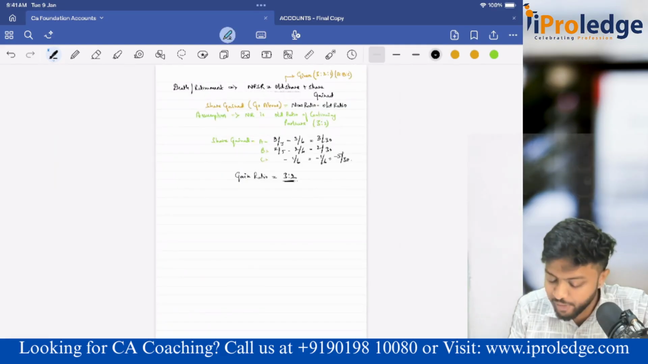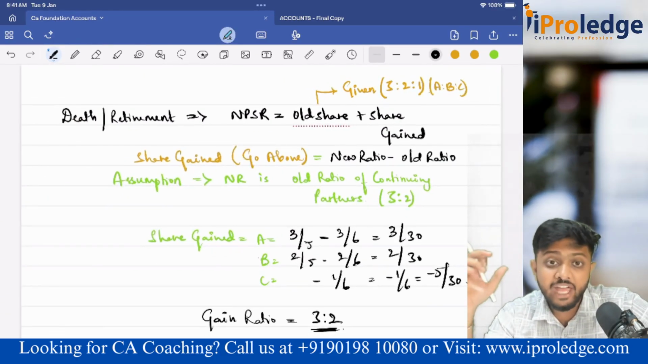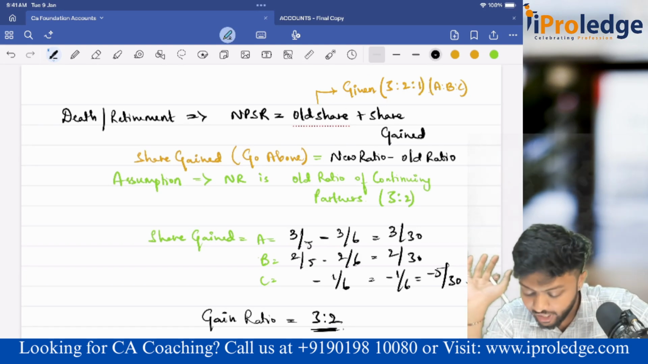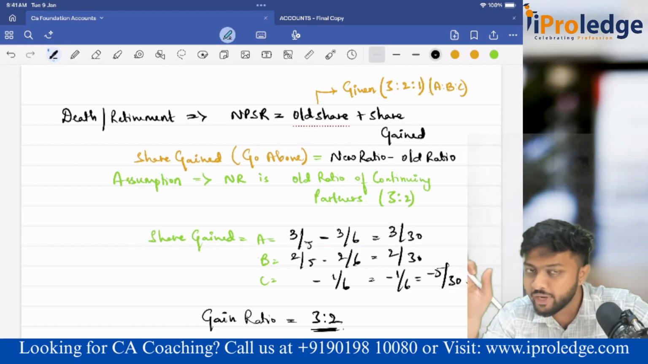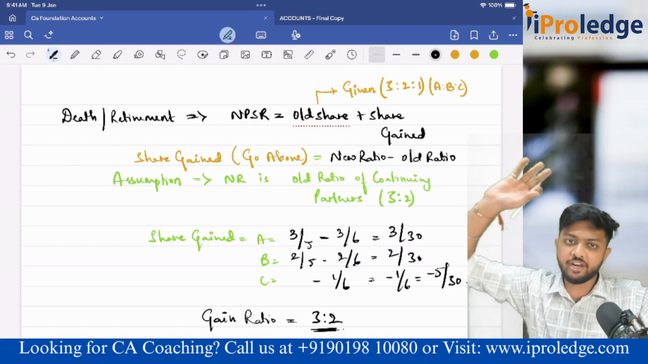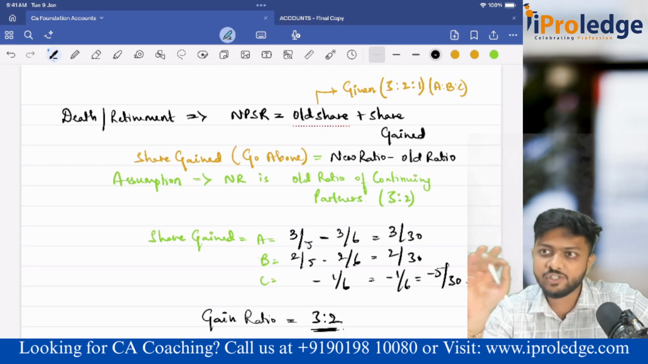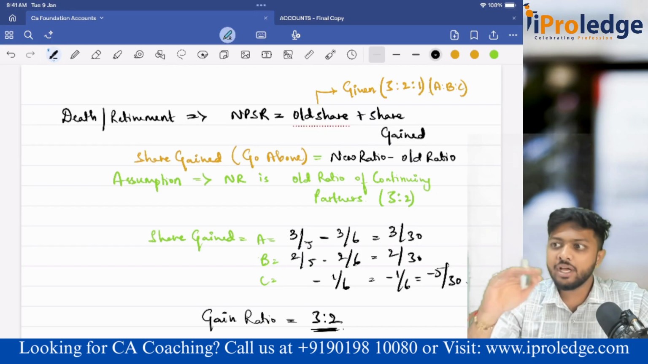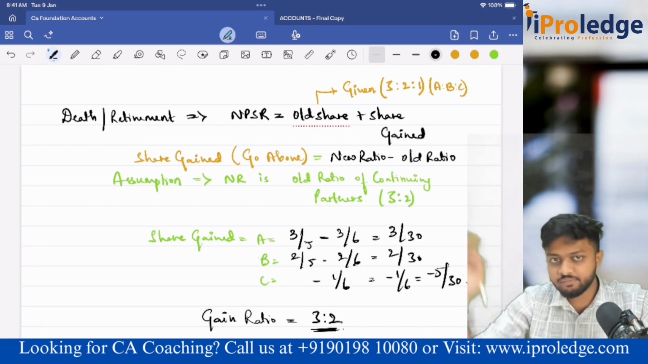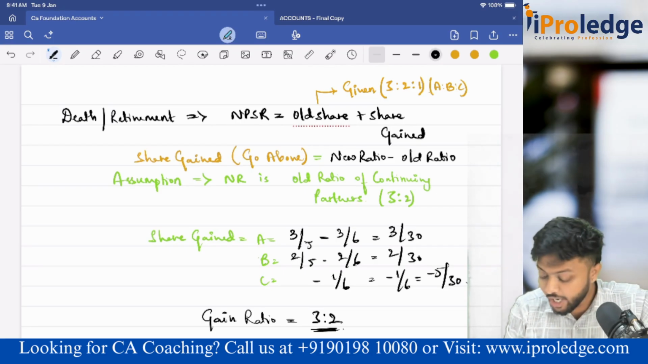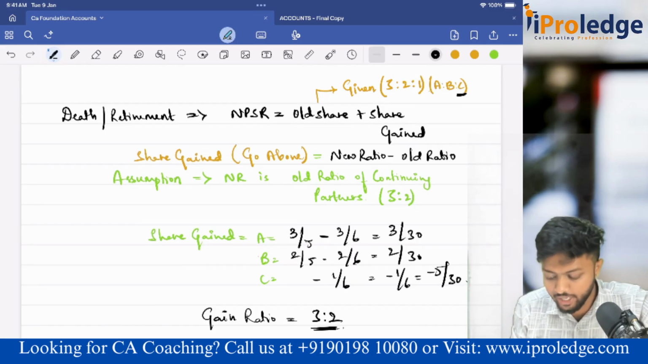Now coming to the next part. How to find out the new profit sharing ratio in the case of death or retirement. Okay. Now guys, the formula for the new profit sharing ratio in case of death or retirement is based on the old share that the partners have. Now let's take an example. This is a new example. We had 3 partners, A, B and C, and their ratio is 3:2:1. Now partner C is retiring or dying.